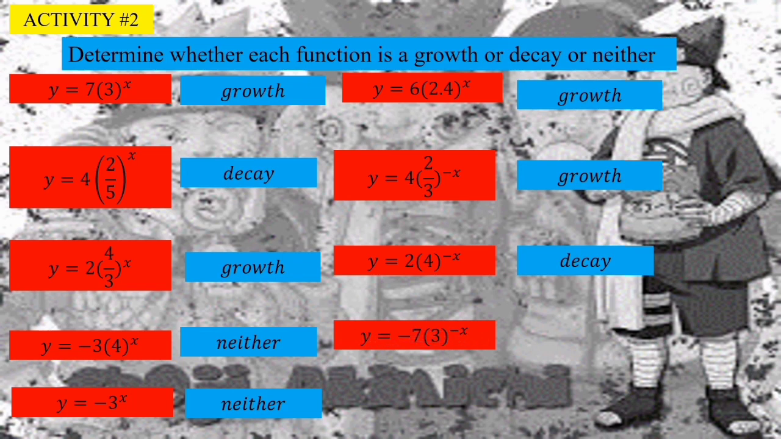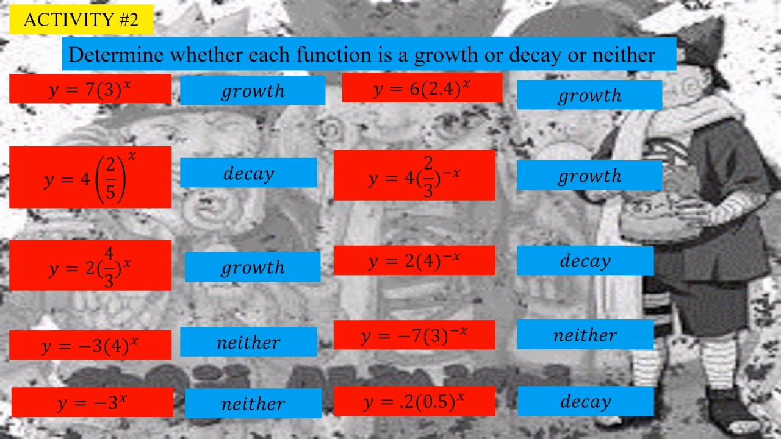Your y is equal to negative 7 times 3 raised to the negative x. So, kahit baliktarin natin yung 3 natin magiging 1/3, tignan natin yung a natin, that is negative 7. So, ibig sabihin, dito pa lang may mali. So, neither. Y is equal to 0.2 times 0.5 raised to the power of x. Okay, very good. This is decay. So, ang galing-galing nyo na. So, alam nyo na mag-identify ng function if it is a growth or decay.